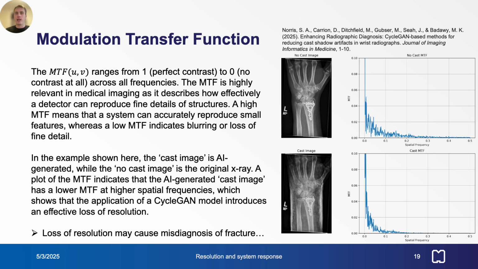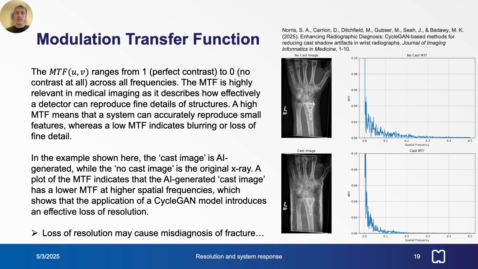The MTF is highly relevant in medical imaging as it describes how effectively a detector can reproduce fine details of structures. A high MTF means that a system can accurately reproduce small features, whereas a low MTF indicates blurring or loss of fine detail. In the example shown here, the cast image is AI generated through a model called CycleGAN, while the no-cast image is just the original X-ray.